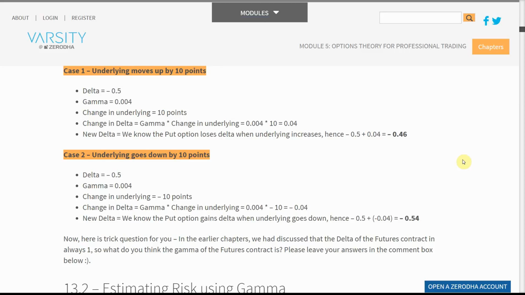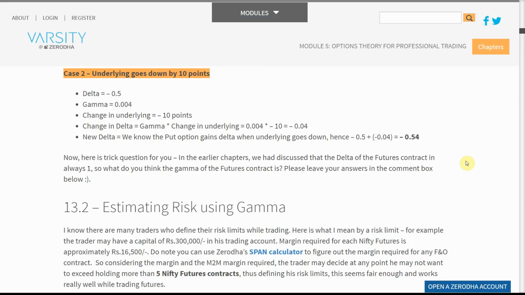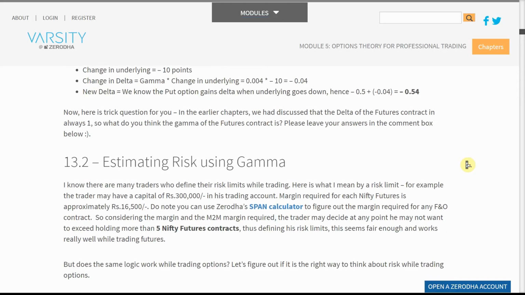Case 2, underlying goes down by 10 points. Delta equals minus 0.5. Gamma equals 0.004. Change in underlying equals 10 points. Change in delta equals gamma asterisk change in underlying equals 0.004 asterisk 10 equals 0.04. New delta equals, we know the put option gains delta when underlying goes down. Hence minus 0.5 minus 0.04 equals minus 0.54.